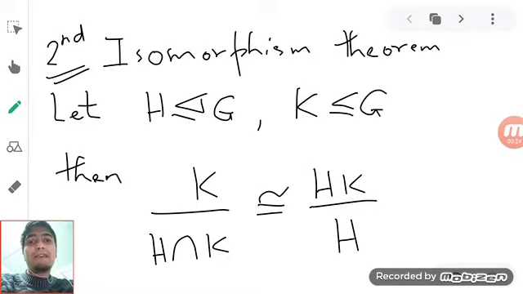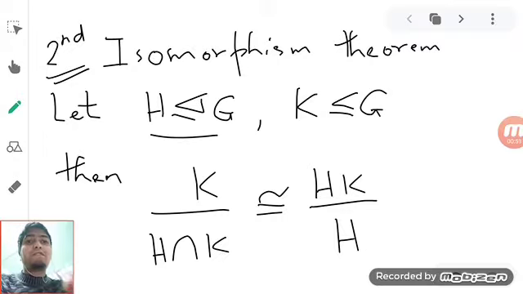Let me just say one thing, that there is no agreement on which one is the first isomorphism theorem, which one is the second, and which one is the third isomorphism theorem. Different authors use different numberings for the theorems. But over here, we will call this one the second isomorphism theorem. So let us just see the theorem. What does it say? And we will prove it.